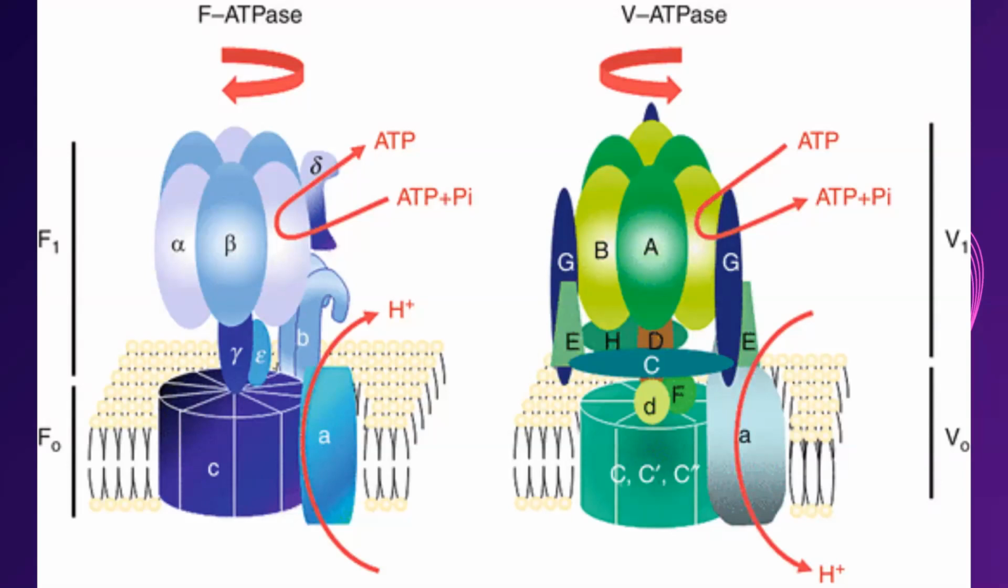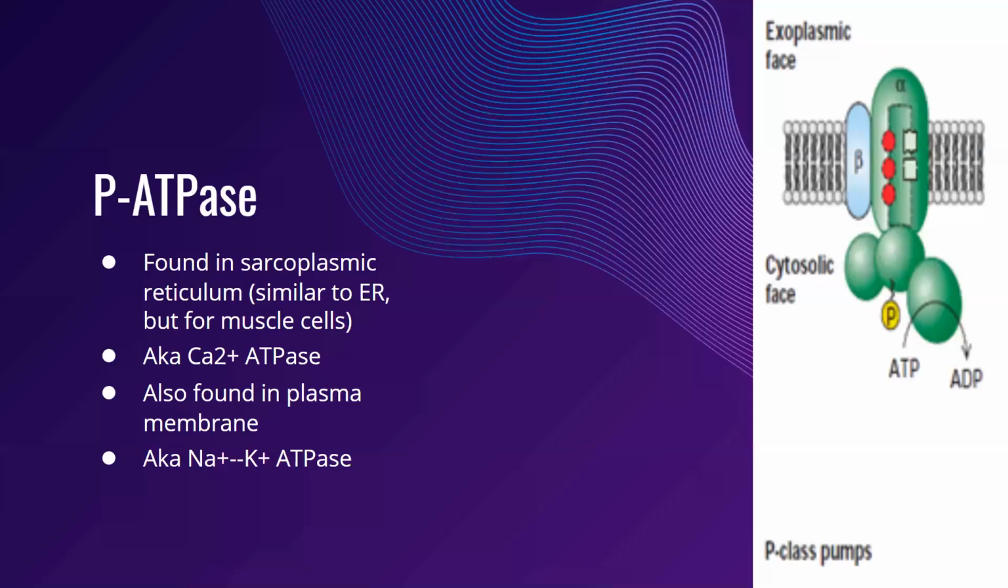The other main difference is the movement of hydrogen ions. In F-ATPase, the hydrogen ions move from the outside of the mitochondrial matrix to the inside of the mitochondrial matrix, while in V-ATPase the H plus ions move from the inside of the lysosome to the outside of the lysosome. So they move in opposite directions. That's the other main difference.